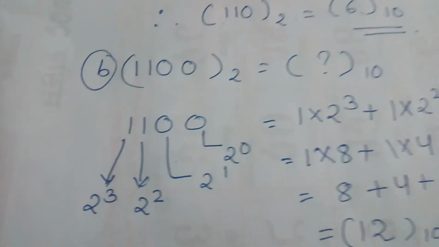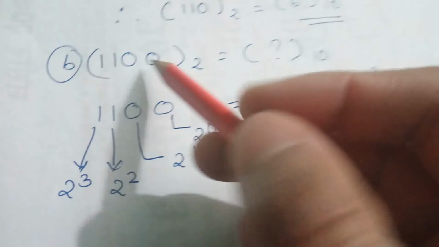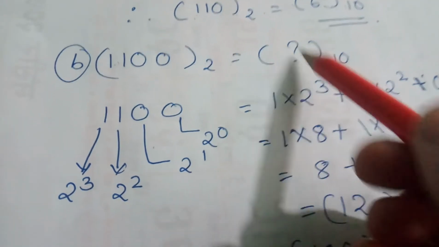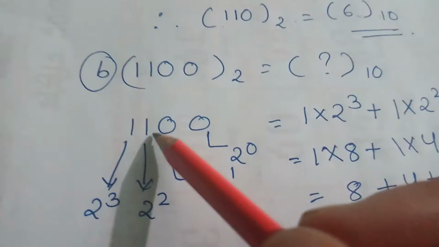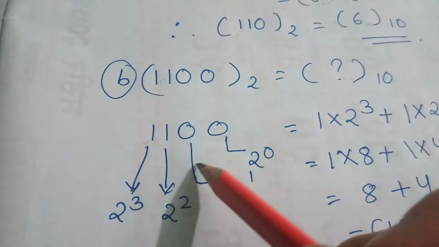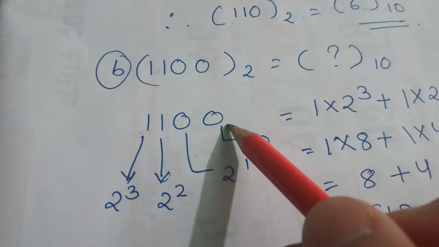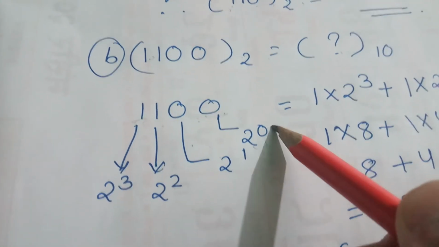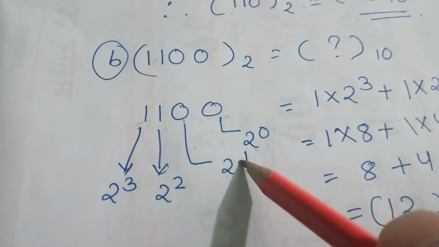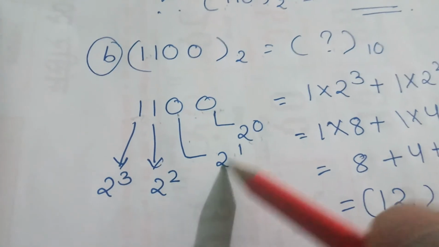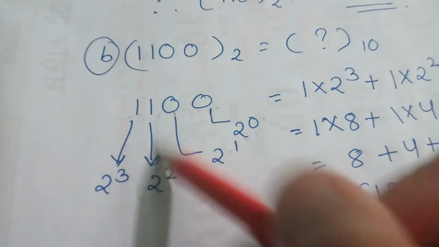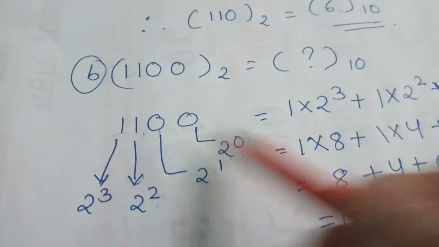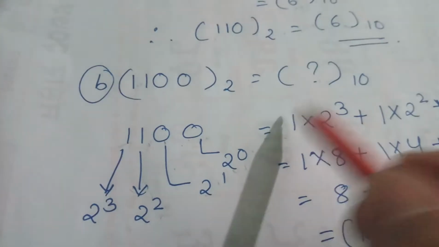So now next question, 1100 to the base 2, we need to convert into a decimal number. Now how will you convert? Similarly, like above, you will write 1100 like this, and then identify the place values. 0 has 2 raised to power 0, and then 0 again, in the tens place, so that's 2 raised to power 1, and this 1 is 2 raised to power 2, and this 1 is 2 raised to power 3. So now multiply with the corresponding place values and then add them up.